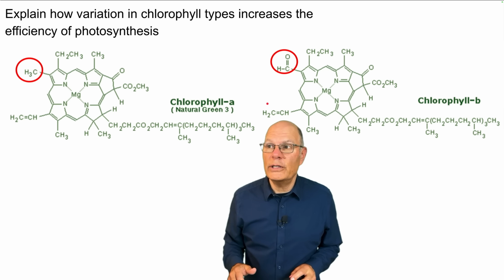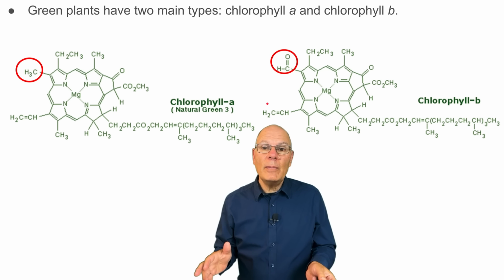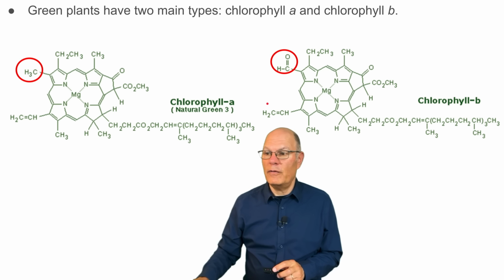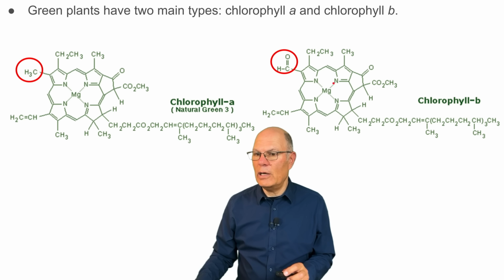Explain how variation in chlorophyll types increases the efficiency of photosynthesis. Green plants have two main types of chlorophyll. There's chlorophyll A over here and chlorophyll B over here.